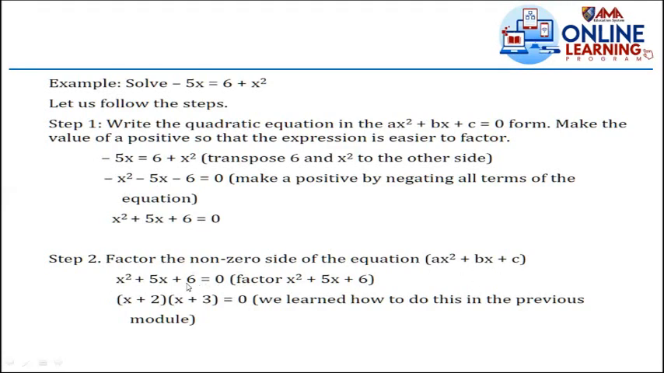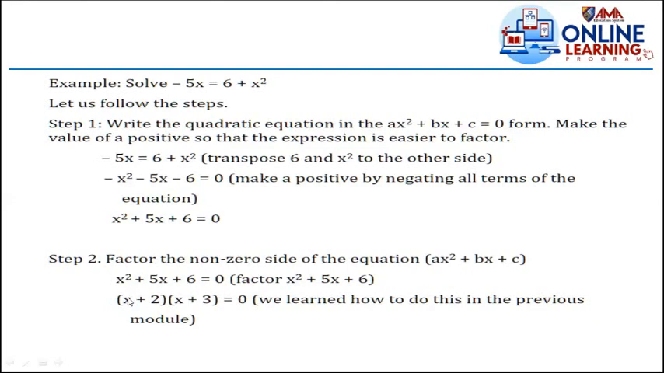So ax squared plus bx plus constant is equal to 0. Factor x squared plus 5x plus 6. So ibig sabihin dito, factor the non-zero side of the equation. Ito yung zero side, ito yung non-zero side. So ito yung ipa-factor po natin. So if we're going to factor, this one is a perfect trinomial. So how are we going to factor a trinomial?